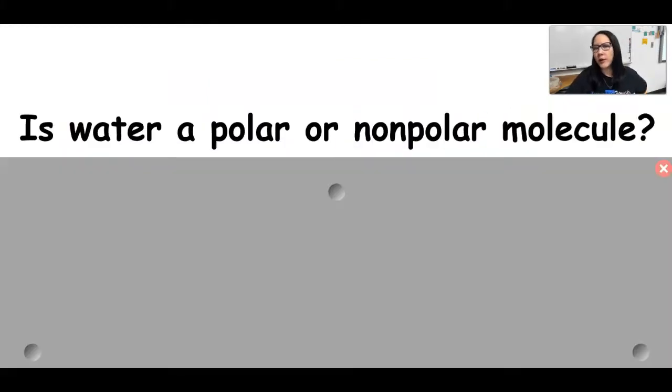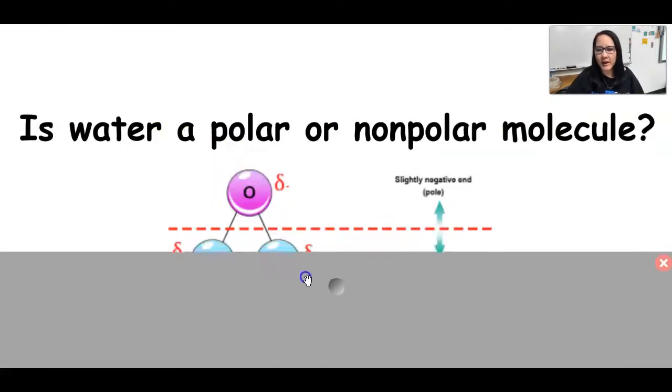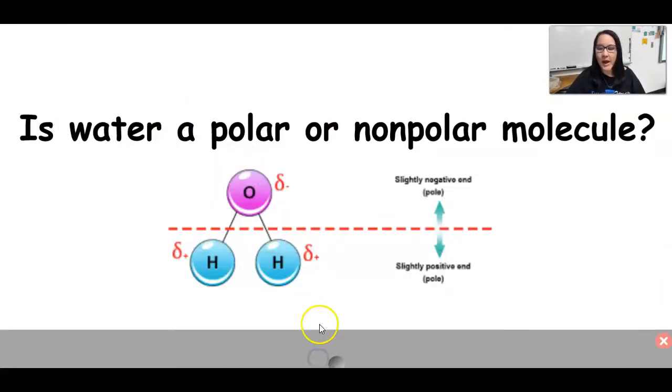So is water a polar or a nonpolar molecule? And the answer to that is it is polar. There's a partial negative side and there's a partial positive side. And so there's always kind of a pull of electrons towards the negative end. So it is a polar molecule.